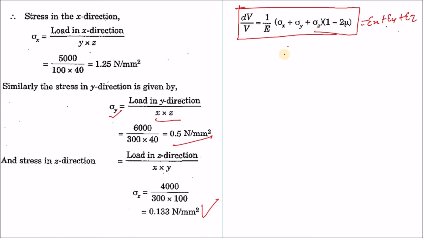Try to remember: if sigma x equals sigma y equals sigma z, then this formula becomes 3 sigma divided by E times (1 minus 2 mu). But here sigma x, sigma y, sigma z are all different, so we will use this one only. We already calculated sigma x, sigma y and sigma z. From that we can find the volumetric strain, because the E value and mu value are known. These two are known, so find the volumetric strain.